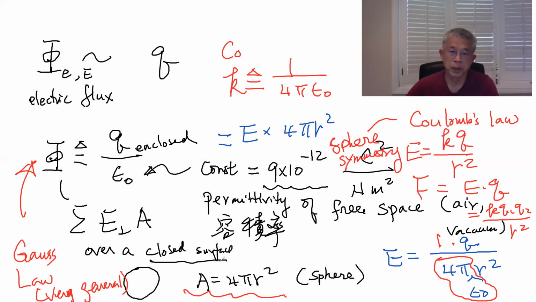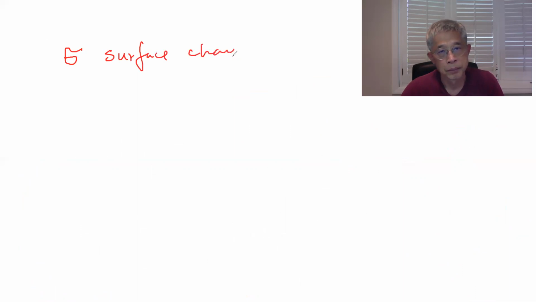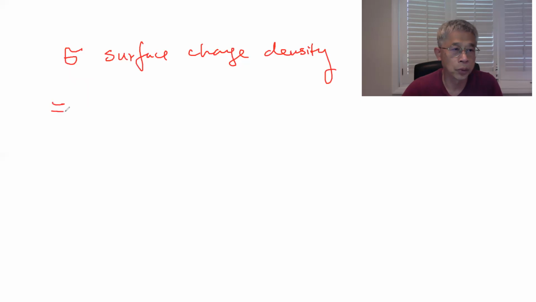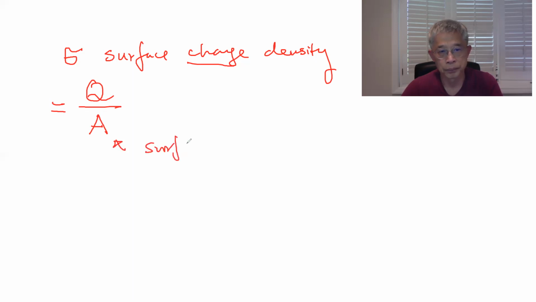All right. Okay. So now we're going to continue with some more definitions. We're going to define something called surface charge density, along the same line of Gauss law. So sigma is equal to Q, the charge, and it's the density, so divide by the A. And that's the surface, so this A is surface area.